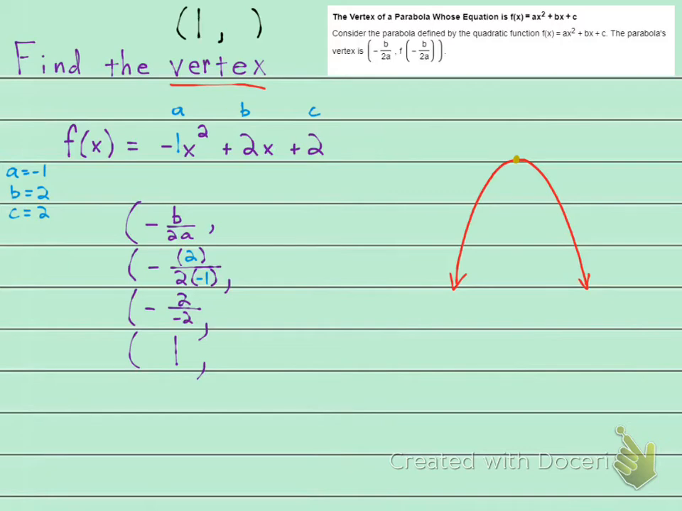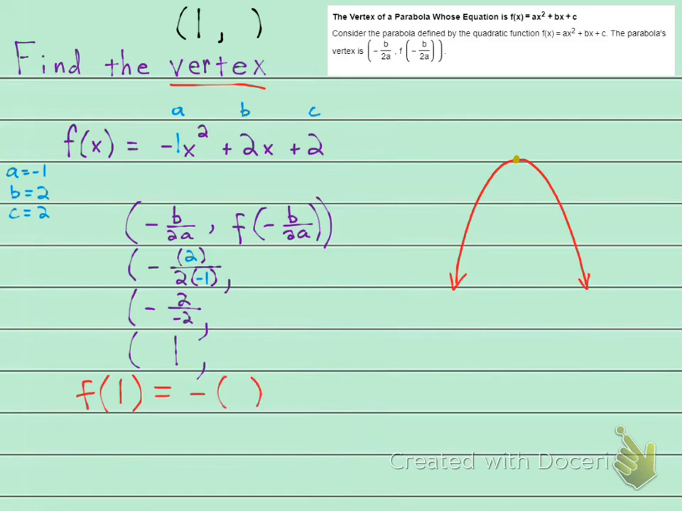Now to find the second part of the vertex, I need to take the x part and plug it into the function. So they call that f of negative b over 2a. So here's my function right here. And instead of f of x, what I'm going to do is find the f of 1. Negative b over 2a is 1. So plug in the x value, and you'll find the y value of the vertex.